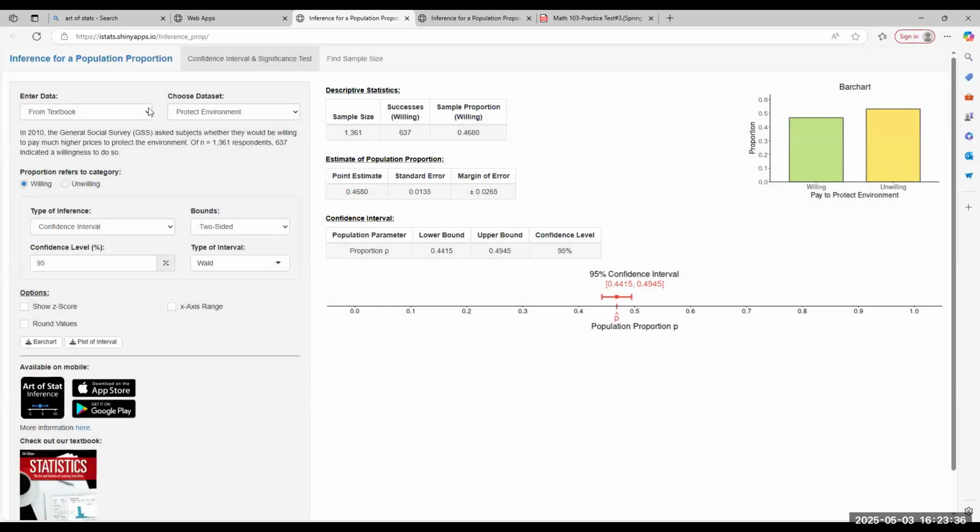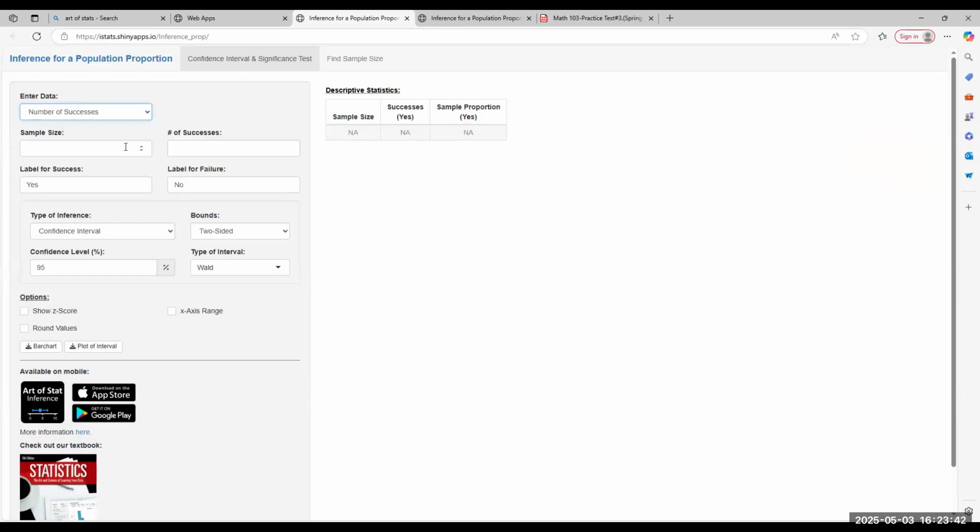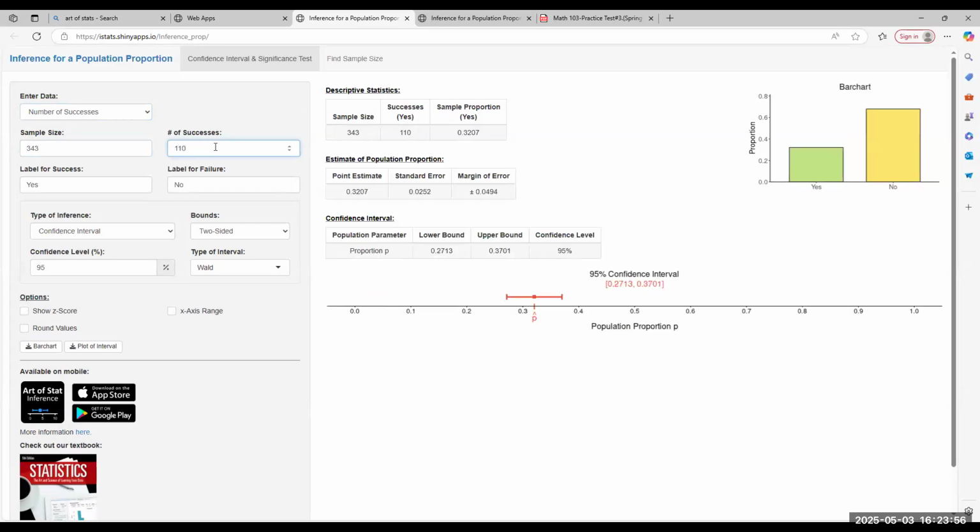Again, for this one, you go with the number of successes. The sample size here is 343. The number of successes, the one we are interested in, is going to be 110. Then only the confidence level: 99.